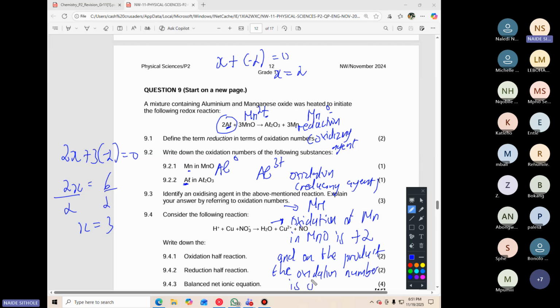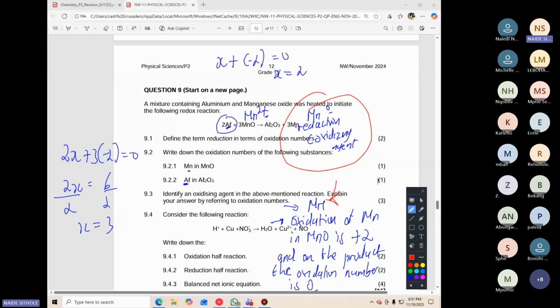Is 0. Right. So that means we can see that there is a decrease in oxidation number. If there is a decrease in oxidation number, that means we are dealing with what? An oxidizing agent, which is undergoing what? Reduction. So you always have to confirm with your oxidation numbers. You don't just pick and choose any that you feel like, right?